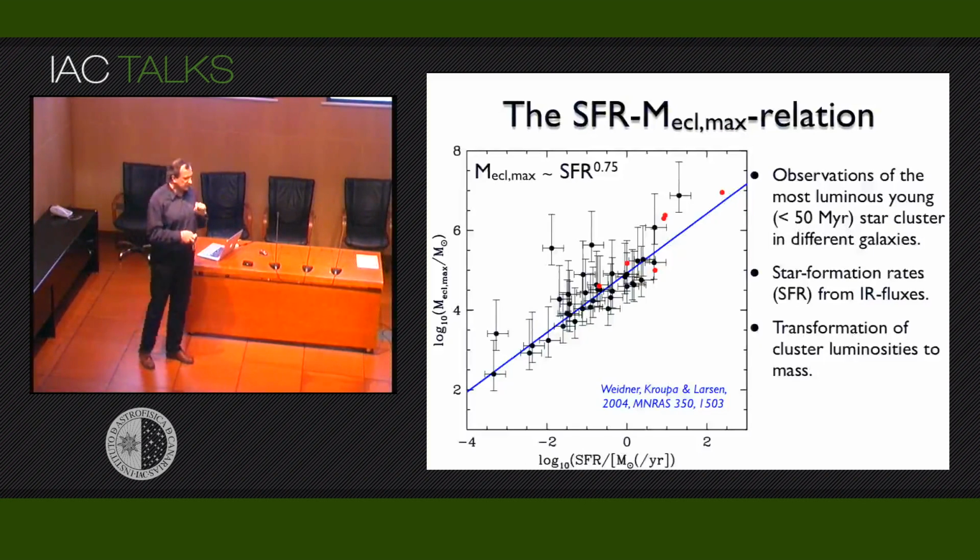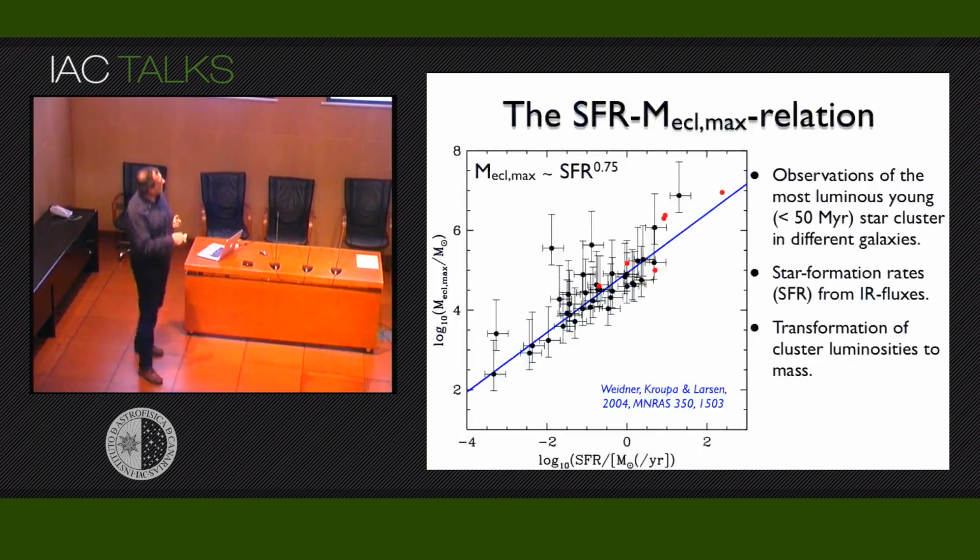A third point here is that we actually can measure a quantity of a galaxy, the star formation rate, and connect it to this cluster mass function. This is a plot we made a couple of years ago with Loren Larsen, who had a lot of very young, most luminous star clusters. This is all the most luminous star clusters in different galaxies. And the red dots are a few that have been just recently added after publication.